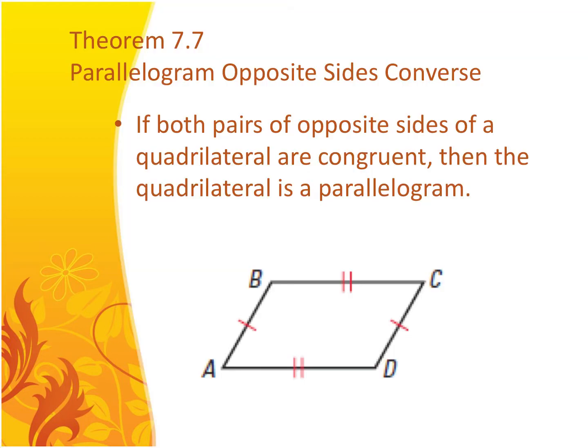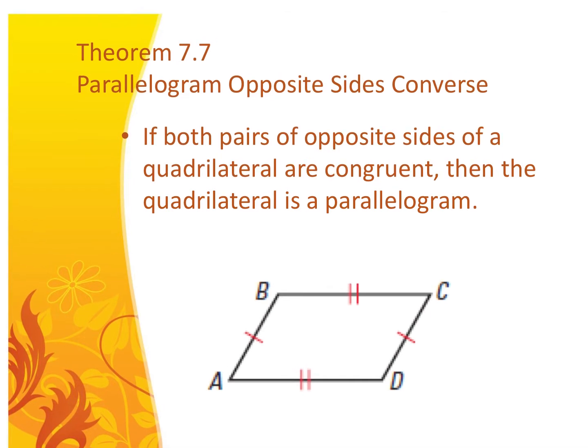So the first way is called the parallelogram opposite sides converse. Again, don't memorize the number. You can either memorize the name or what it states. So this is our first way of proving that a quadrilateral is a parallelogram. This states that if both pairs of opposite sides of a quadrilateral are congruent, then the quadrilateral is a parallelogram. So if you notice in my figure, I'm showing that BC is congruent to AD, as well as AB is congruent to CD. Because I can show that both pairs are congruent, I can state that ABCD is a parallelogram.